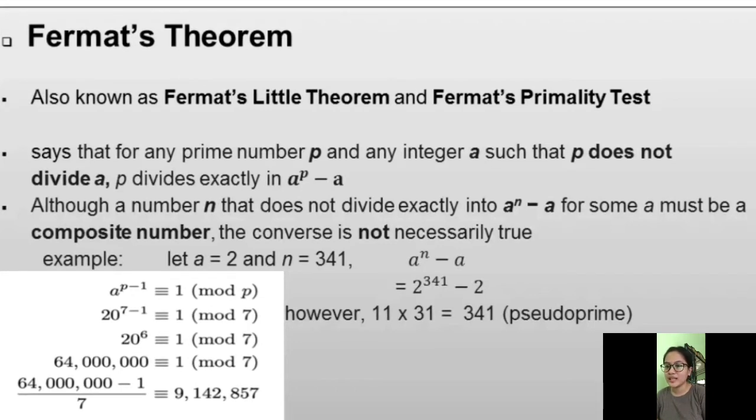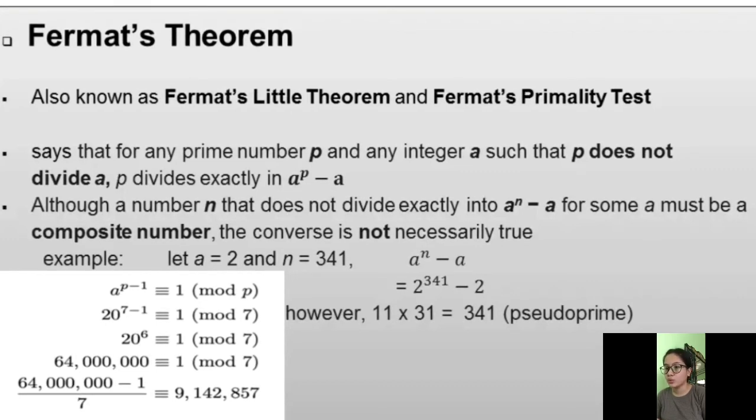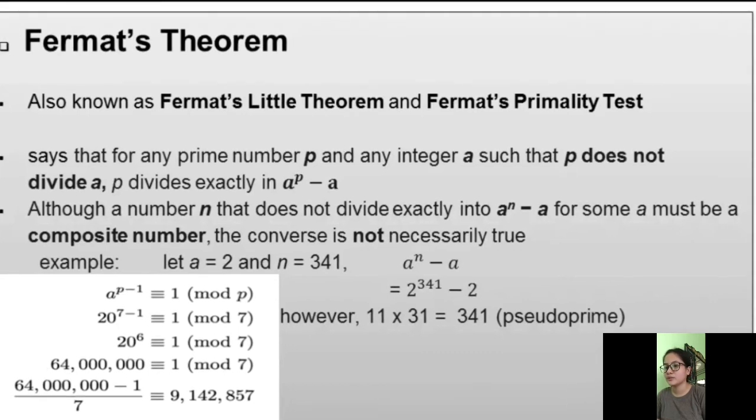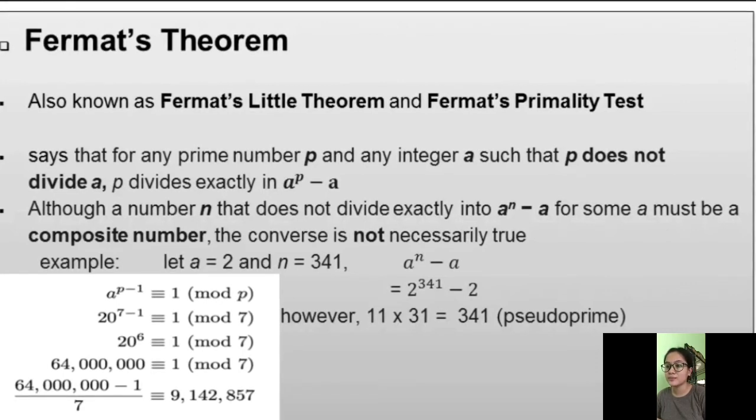For example, let a is equal to 2 and n is equal to 341. a raised to n minus a is equal to 2 raised to 341 minus 2. Look at this one. 341 is used, but this number is not a prime number because it is divisible by 11. This is a composite number called a pseudoprime.